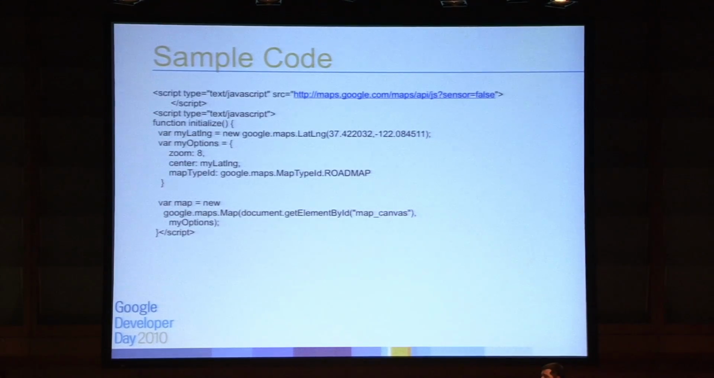So this is your basic sample code for this, and you can get this off of our documentation. But this is basically all it takes to get you started with a basic map.